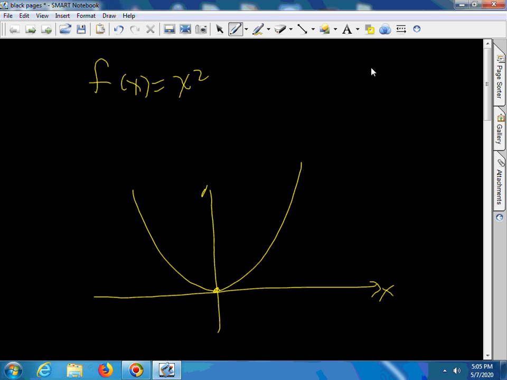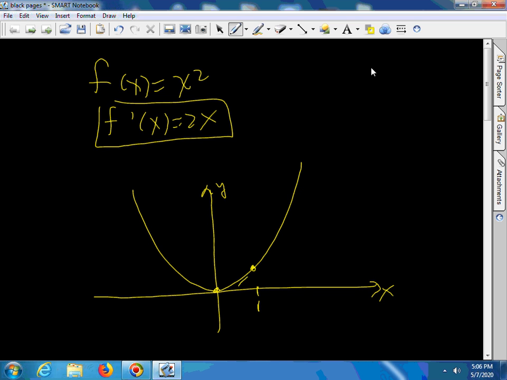And whether you know it or not, f prime of x is 2x. Now this is the slope formula. If I want to know the slope of the tangent line at x equals 1, since x is 1, the slope rule says double x. So the slope here is 2.